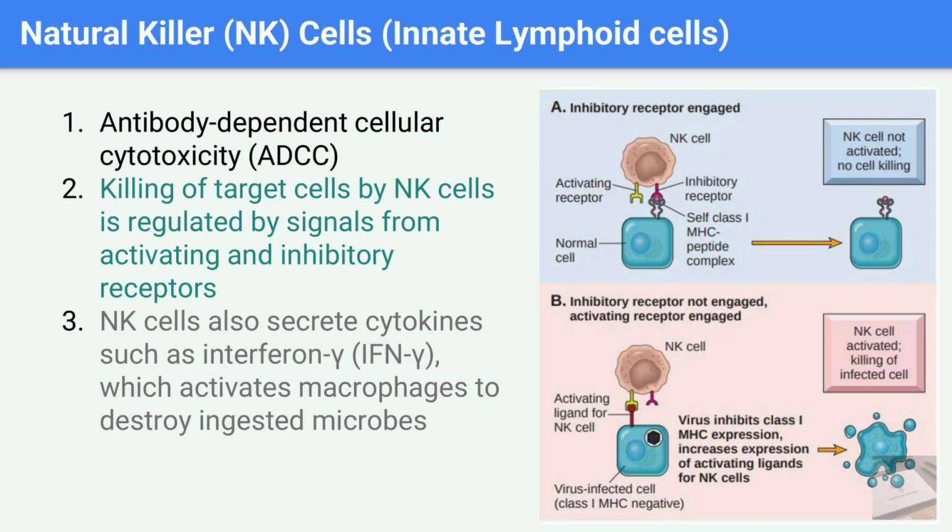As we can observe in the figure, a normal or healthy cell expresses a self-MHC class 1 molecule, which is recognized by the inhibitory receptors present in the natural killer cells. Thus, NK cells are not activated and there is no cell killing, as it should be. The cell is normal. But when the cell is, for example, infected by a virus, there is exhibition of the viral peptide by MHC class 1 molecule, which gets engaged with the activating receptor of natural killer cells. NK cells get activated and there is killing of the infected cells. NK cells even secrete cytokines such as interferon gamma, which activates the macrophages and enhances their ability to destroy microbes.